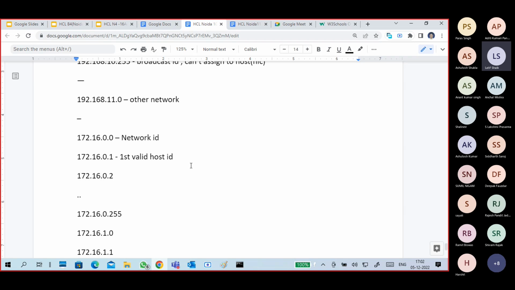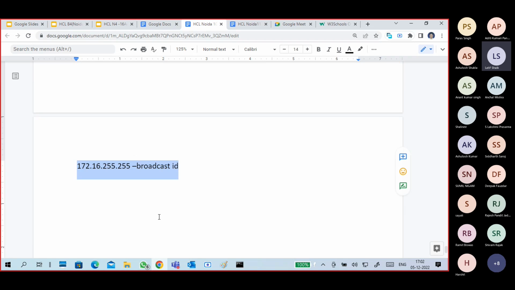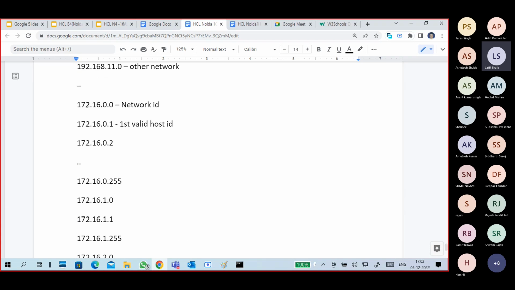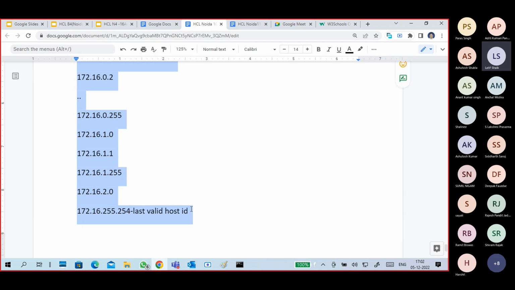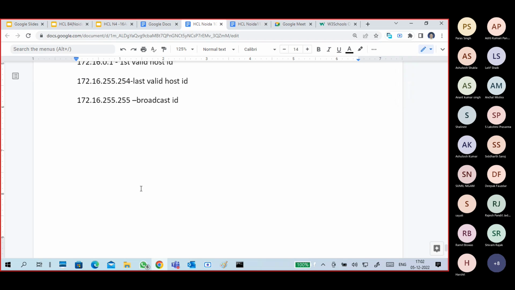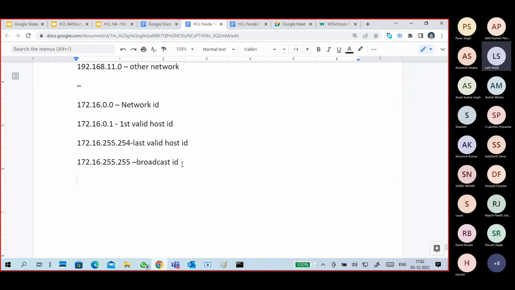So if you want to write all 65,536 minus 2, right? The first one and the last one are also minus. So this complete range from here to here is 65,534. Meaning, from here this network is changed, so it is the other network, different from here. Different network. So this is the range.